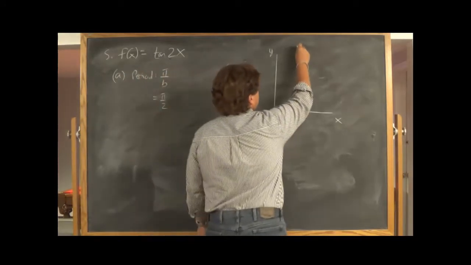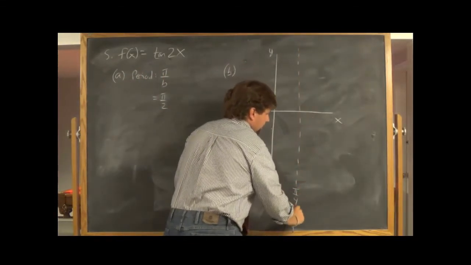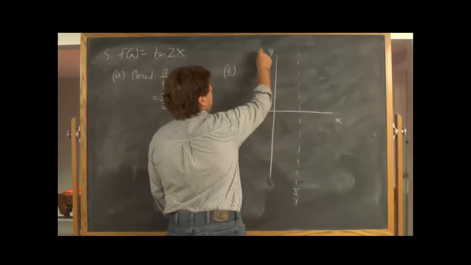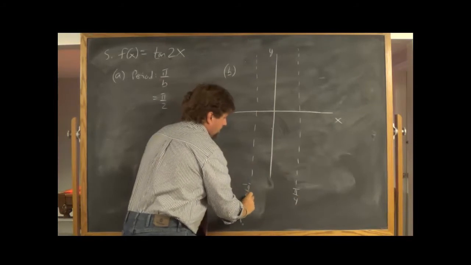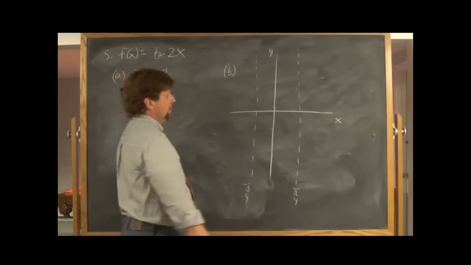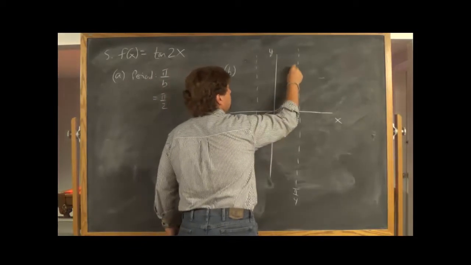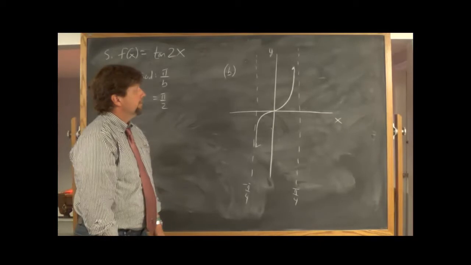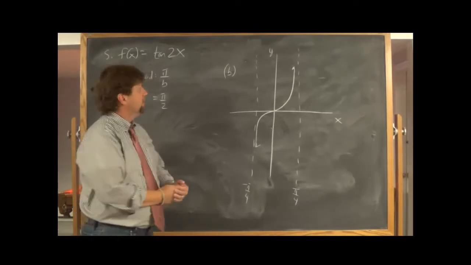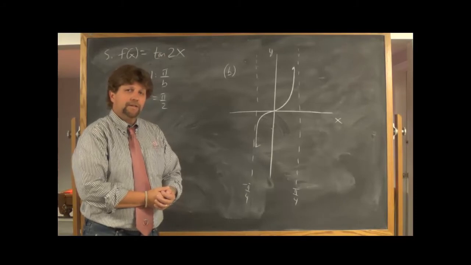That gives me a vertical asymptote at pi over 4, and the other vertical asymptote is negative pi over 4. And I'll then just sketch the typical tangent curve. And that's really it for number 5. F of x equals tangent 2x.